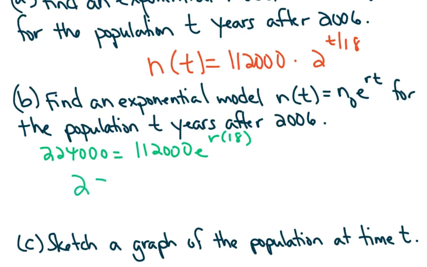So you would have 2 is equal to e to the 18r, so the natural log of 2 is 18r, so you find out it's the natural log of 2 divided by 18. And then you would know the rate.